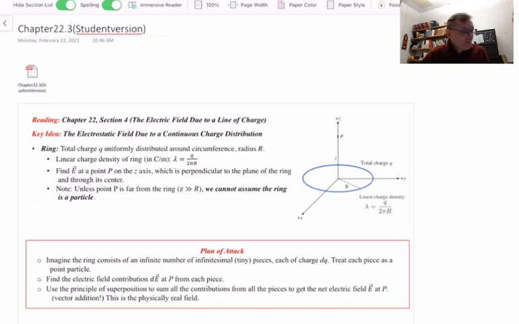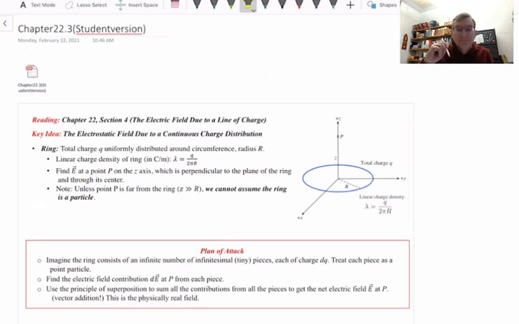Hello again. This video lecture, 22.3, is going to be discussing a section in chapter 22, in fact, section 4, which is titled as the electric field due to a line of charge.